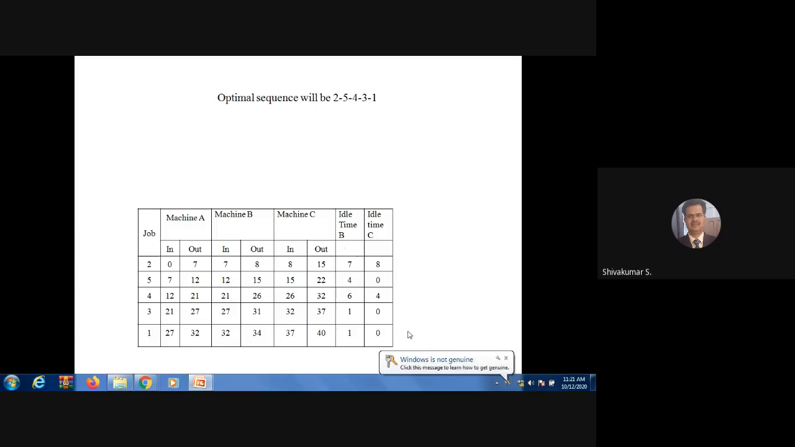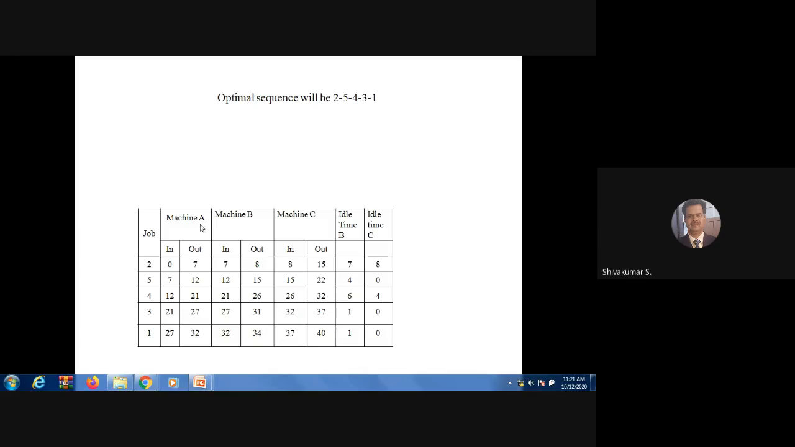Now you have to calculate the total processing time. So the total elapsed time is 40. Total elapsed time is 40. Sequence 2-5-4-3-1. Total elapsed time is 40 hours.